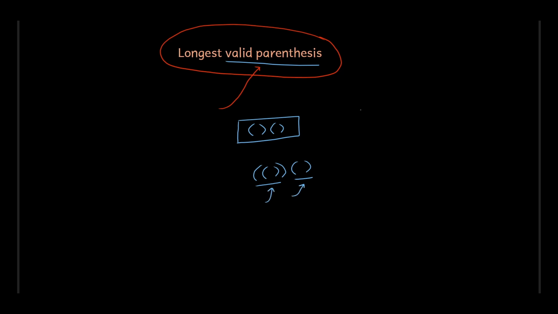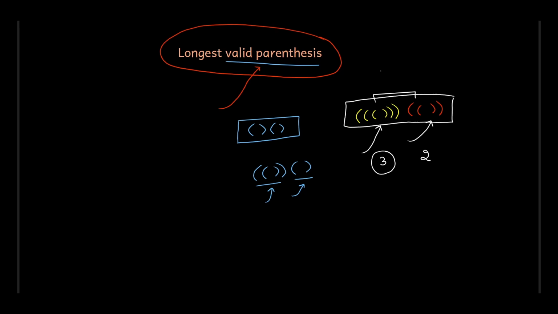In fact, you can see that any set of valid parentheses can be appended together to create a new set of valid parentheses. For example, this has a nesting depth of 3. This has a nesting depth of 2. And if you concatenate them, it gives you another valid parenthesis which has 2 different nesting depths. And you can see that this is true for any kind of valid parenthesis that exists.